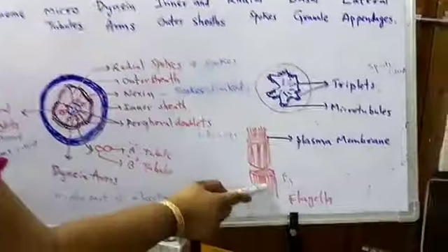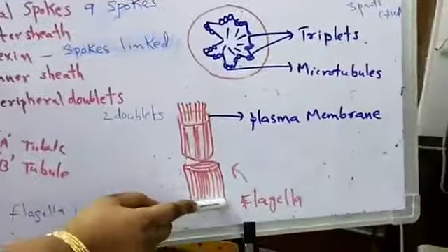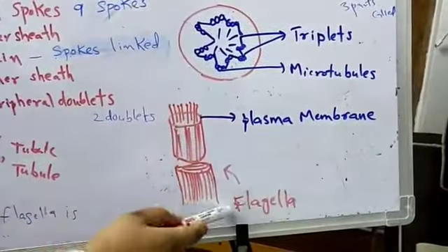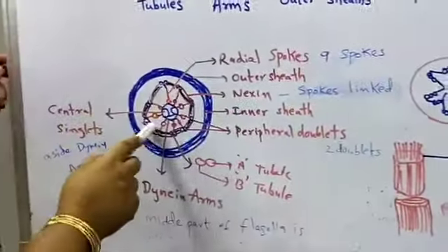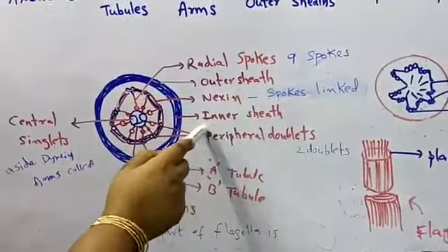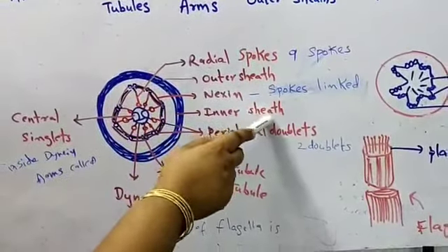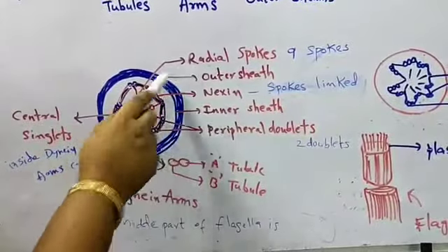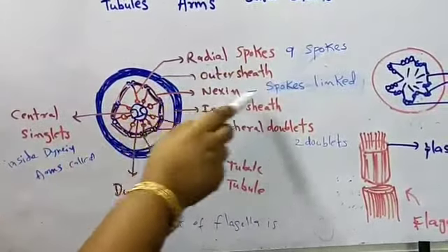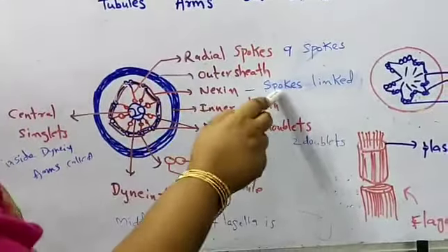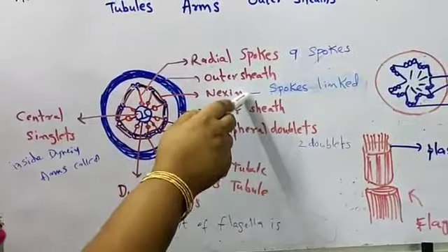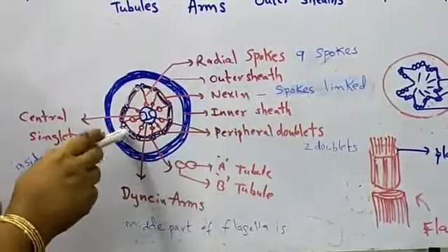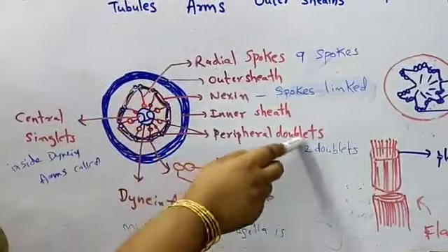Flagella structure. Next is the plasma membrane. Inside the flagellum, two sheaths are there. First one is the outer sheath and next one is the inner sheath. These nine spokes are called radial spokes. The radial spokes are linked with nexin. Next, the two doublets are called peripheral doublets.